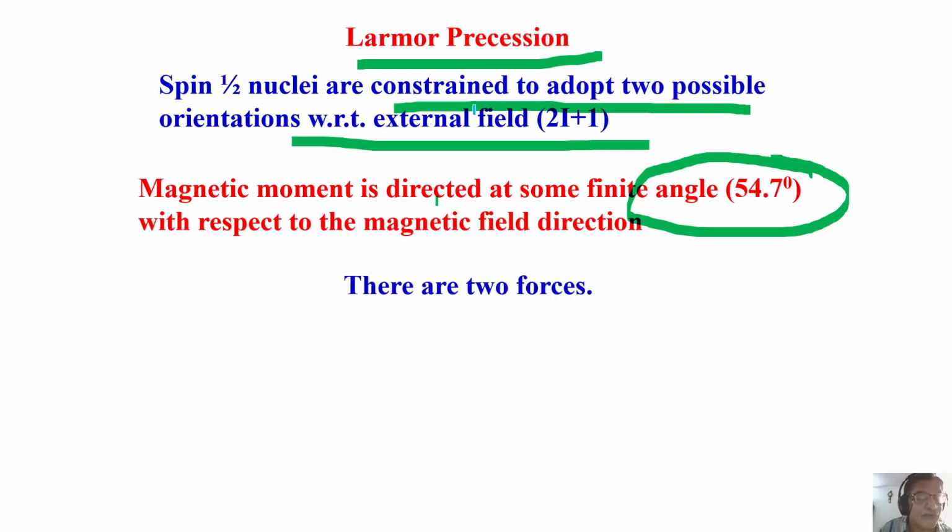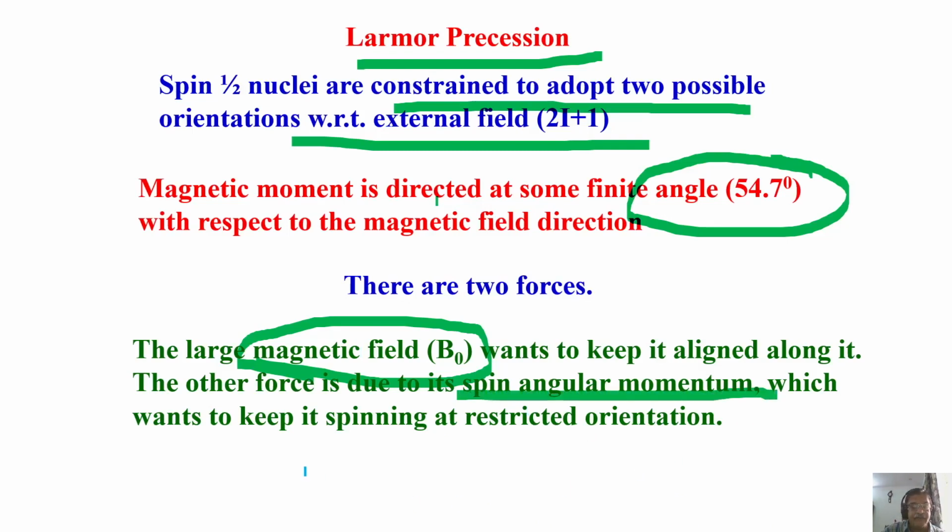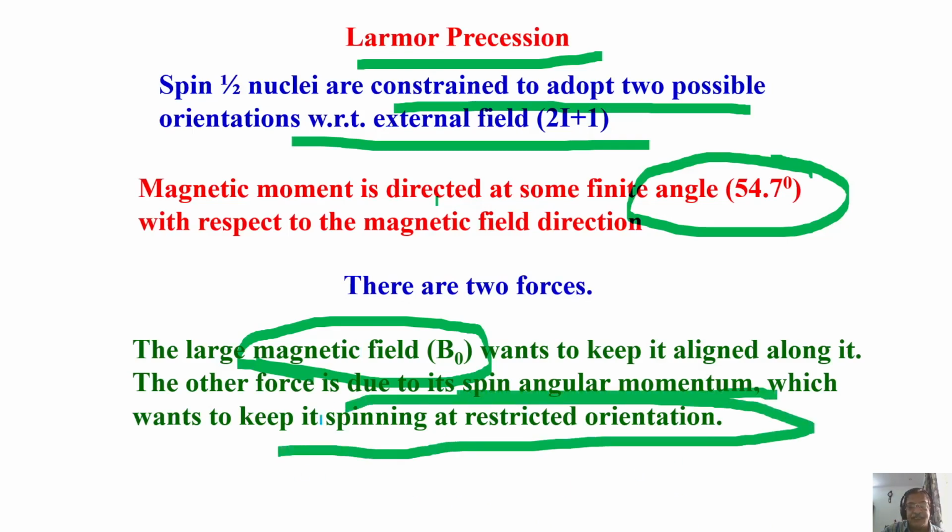There are two forces acting on it. One is the large force, the magnetic field, because of the external interaction. It wants to keep it aligned along the field. The other force is the spin angular momentum, which wants to keep it spinning at a restricted orientation, which is known. We can calculate that. So there are two forces acting on it. It's like a tug of war: one is pulling this way, the other is pulling the other way.